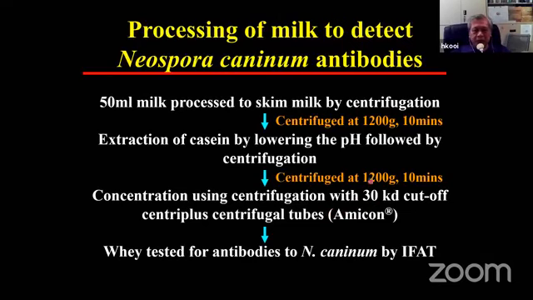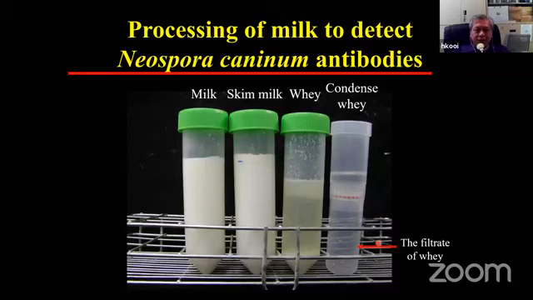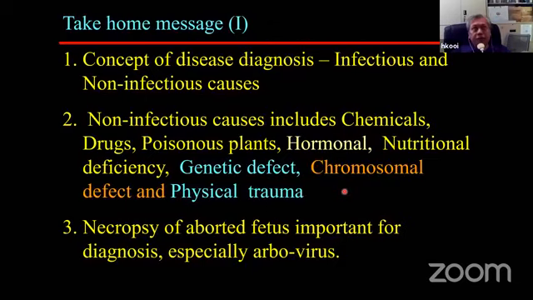You can concentrate the whey by using the Centriplus Amicon, and the whey is tested for antibody. So this is how it goes. The milk, you centrifuge it, you get the skim milk, and then you add in a weak acid. It sinks down as sediment, and this is the whey. You take this whey and put it into the Amicon, and then you spin it with a 40 kilodalton filter, so you can concentrate it. Here you can find all your immunoglobulin, and then you test your immunoglobulin for your antibodies.